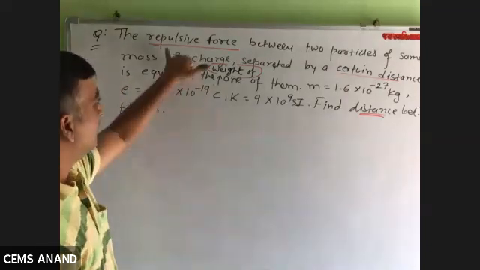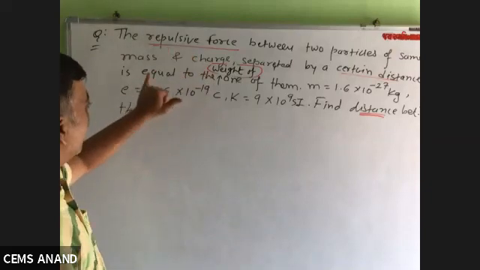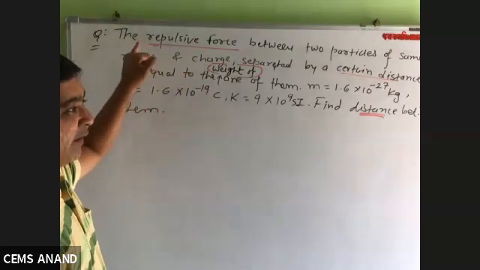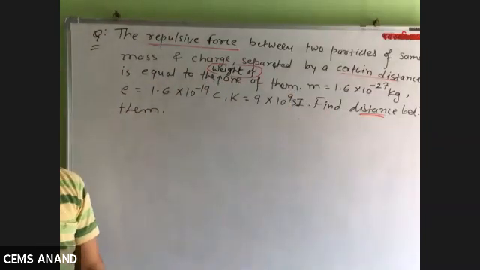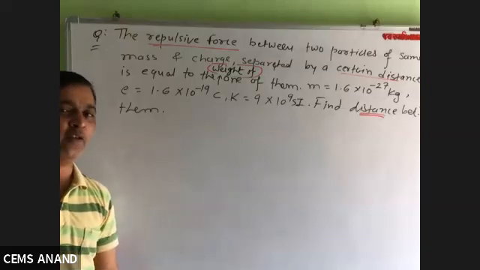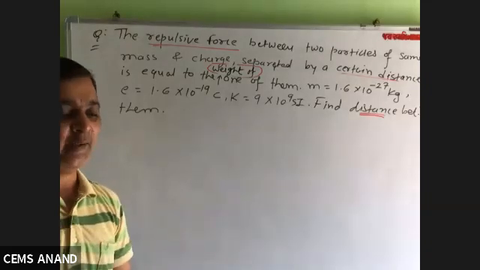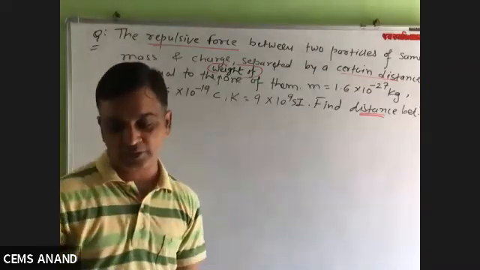And the force generated is given equal to the weight of any one of them. We know that the weight force of any body is equal to mg. W equals mg. So it is equal to mg here.